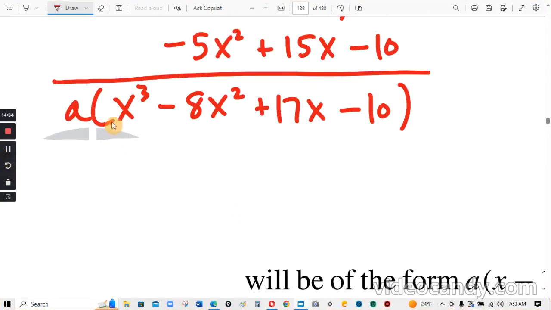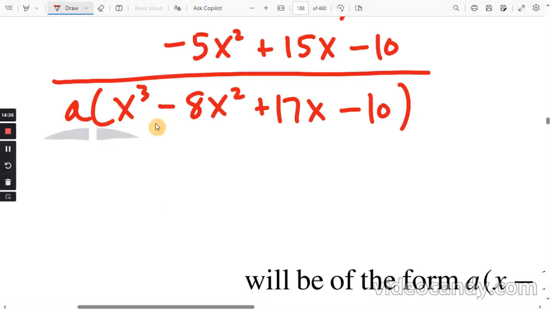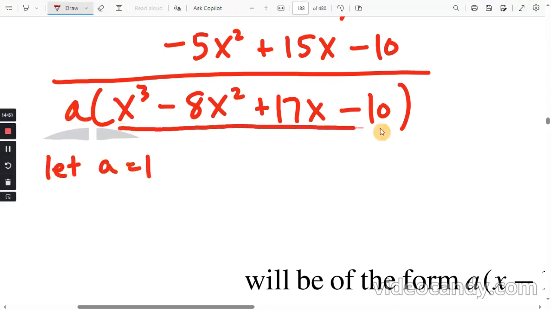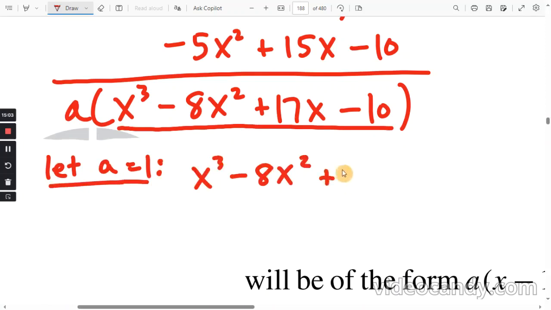Now, as you can see, the coefficients here are 1, negative 8, 17, negative 10. The coefficients are already integers. So if we just let a equal 1 and distribute 1, then this remains unchanged. Okay? So if we let a equal 1, we can say that x to the third minus 8x squared plus 17x minus 10 is one possible answer.